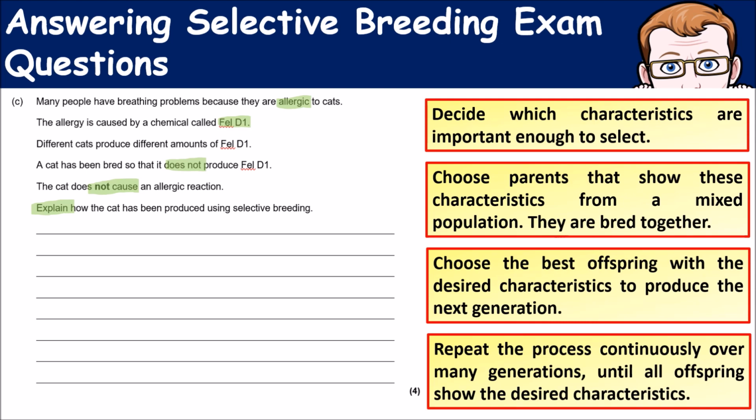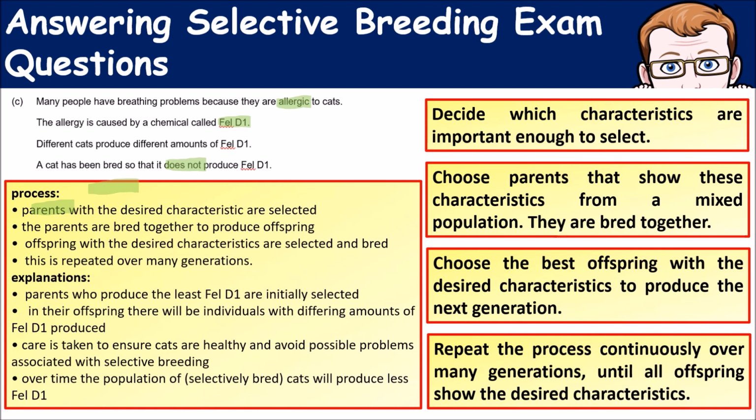So there are at least 4 key things that we need to talk about. Parents with selected characteristics are going to be chosen to breed together. The parents are bred together in order to produce offspring. The offspring with desired characteristics are then selectively bred, and this is repeated over many generations. That's the process.